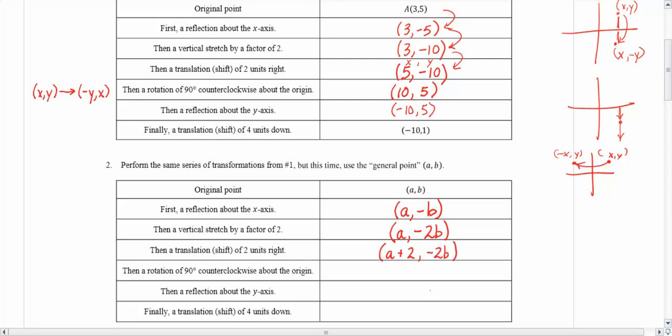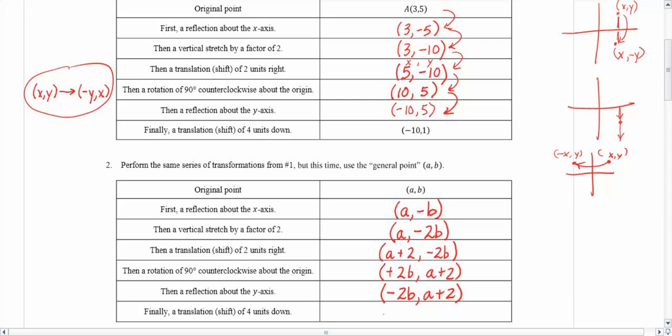Then we're going to rotate 90 degrees. Remember, the 90-degree rule is this. We're going to switch the order of the coordinates and then throw a negative in front. So we're going to switch the order of the coordinates. We're going to throw a negative in front of the first one there, which makes it positive. Then when we reflect about the y-axis, when you flip over the y-axis, the x's change sign, so now it's negative 2b plus 2.